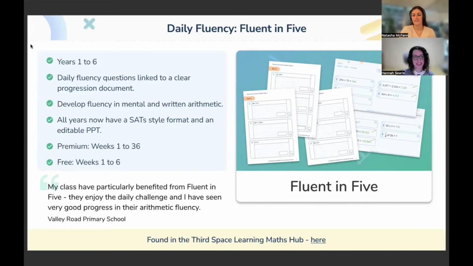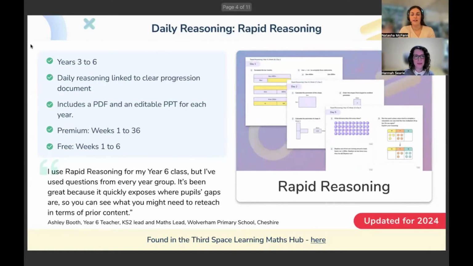Having good fluency. We'll move on then to Fluent in 5's cousin or counterpart. So it's the reasoning version. And there's been a big update on this one, hasn't there, Hannah? There has, and I have to say that I think this is an absolutely fantastic resource. And I'm really, really proud of the team that worked on this to make all of the changes that we have this year. So rapid reasoning is for years 3 to year 6.